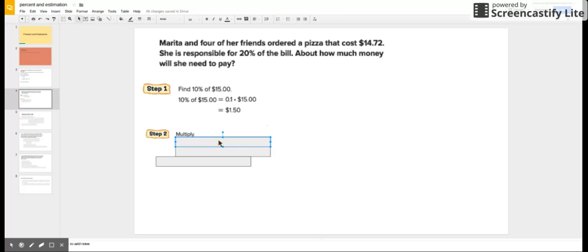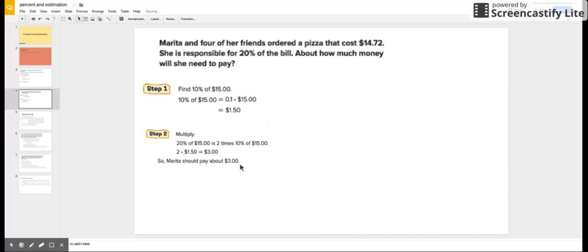So if you know what 10% is, what's 20%? Well, you can just multiply this by 2, right? Can't you just double it? 20% of $15 is 2 times 10% of 15, right? So if we already know this first one, we can just double that. So 2 times $1.50 is equal to $3. So Marita should pay about $3.